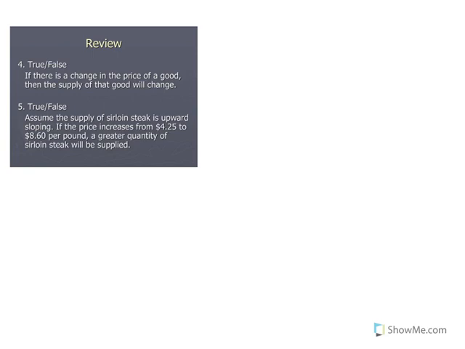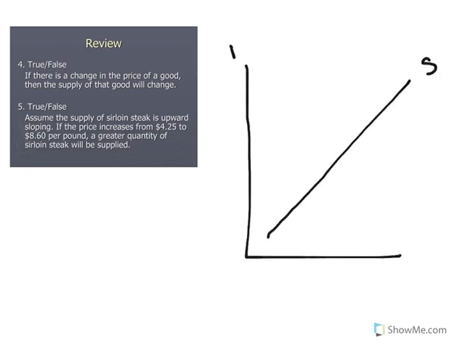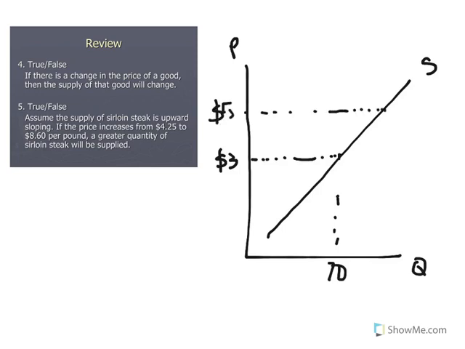All right, and here's a couple of true or false questions. Number 4 says, if there is a change in the price of a good, then the supply of that good will change. Well, again, I'll go ahead and draw a graph so we can see if that is the case. So we start out with the supply of a good, and it's saying that if there is a change in the price of a good. So again, hypothetically, let's say that an initial price was right here, and then we have this quantity, and the price goes up to here, and that would cause this quantity now.